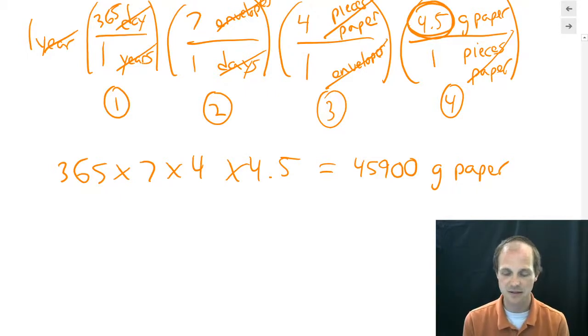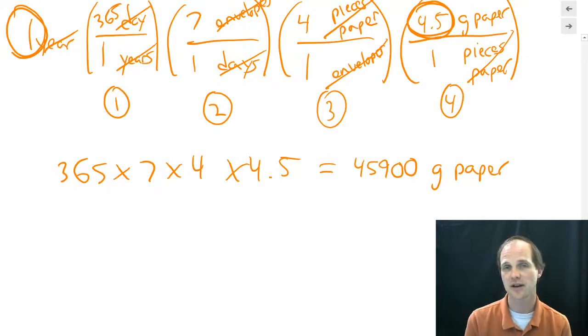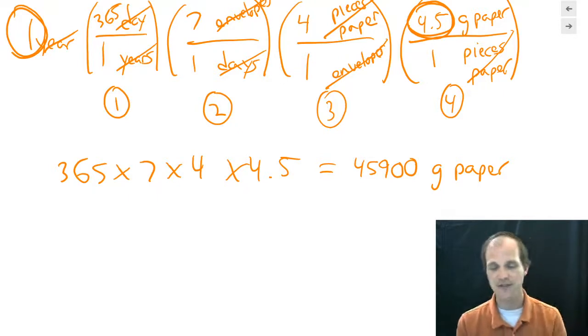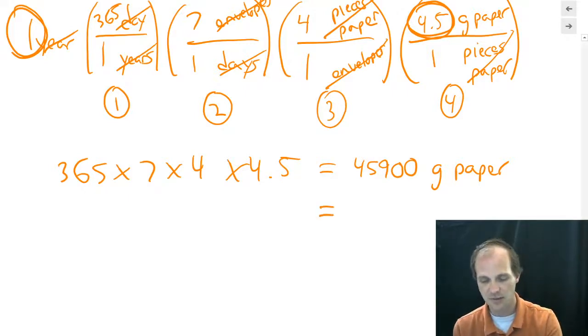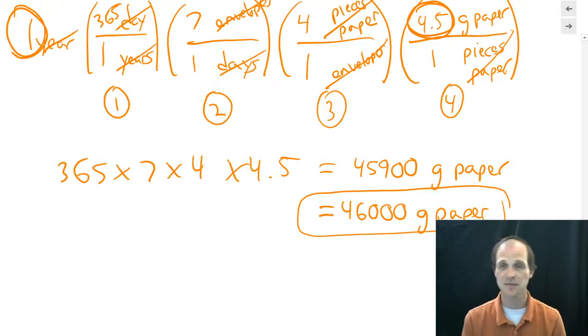Envelopes we can't count, so that's exact. Pieces of paper we count, so that's exact. 365 days, that's a definition, it's exact. The only one we fudge a little is 1 year, but chances are we know that to a few digits because we know we're not a year and a month. We know we're not a year and 2 months. We're saying 1 year is relatively exact in this case. So 4.5 grams of paper, we certainly could measure that one better. We have 2 sig figs available to ourselves. We're going to say 46,000 grams of paper is how we'd solve this relatively complicated multi-step conversion.